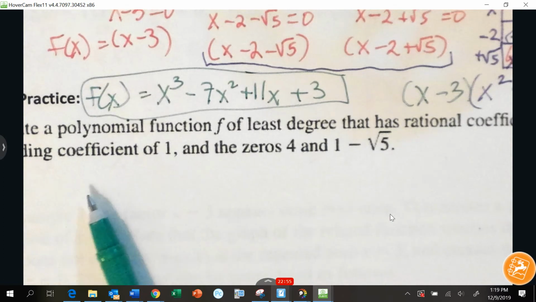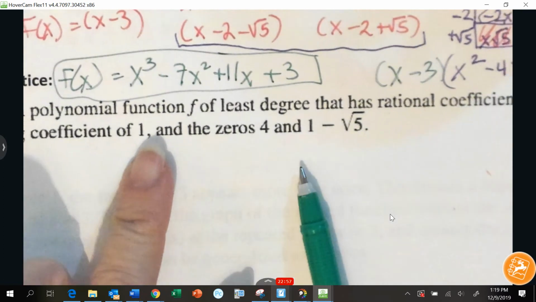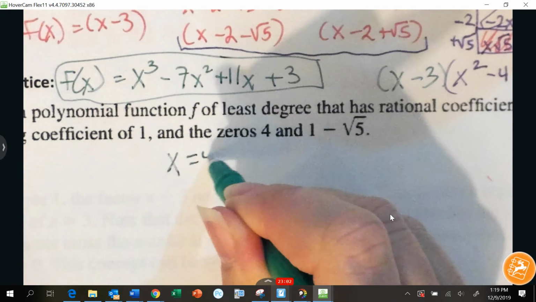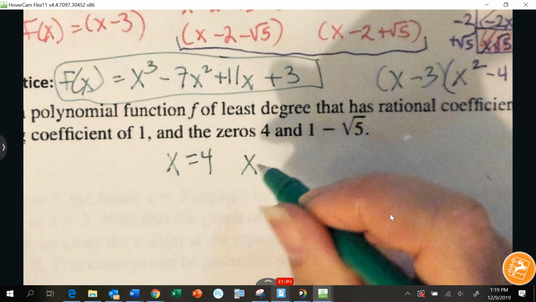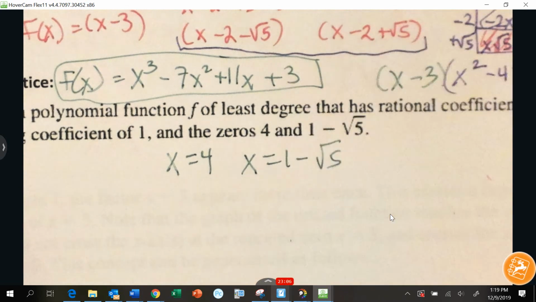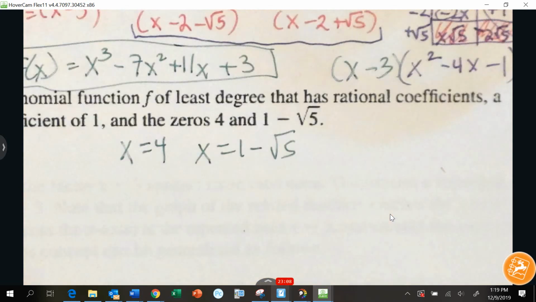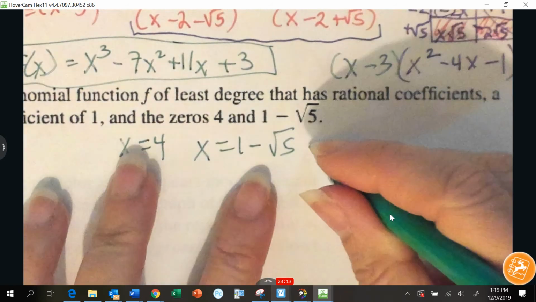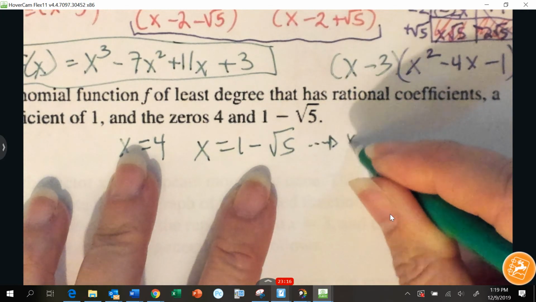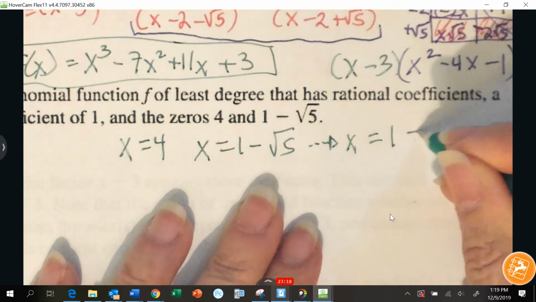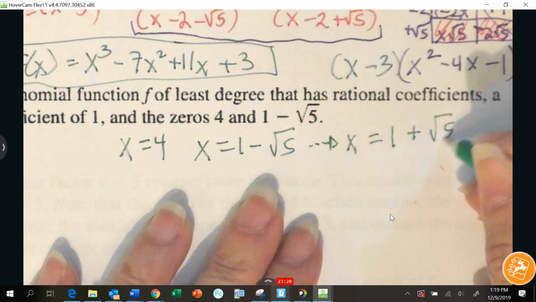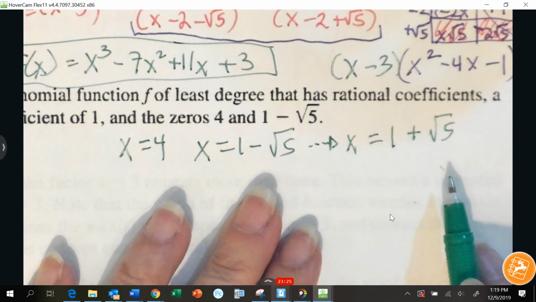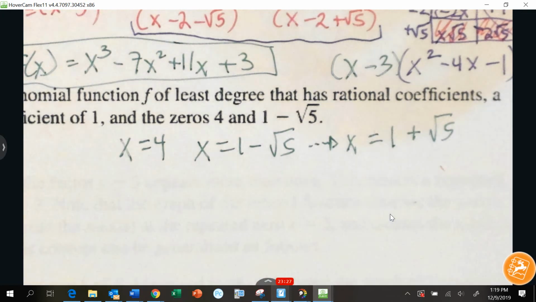So I'm not going to do this one all the way. I'll do a different one all the way. But if we are doing this one, if we have zeros at 4 and at 1 minus radical 5, we will have another zero. What's it going to be? Right, the conjugate is going to be 1 plus radical 5. And one more step, putting these zeros into factors.